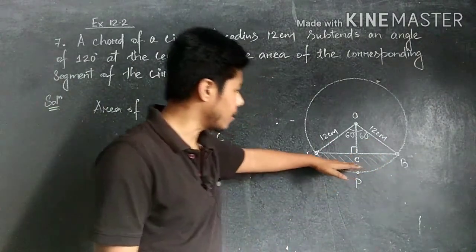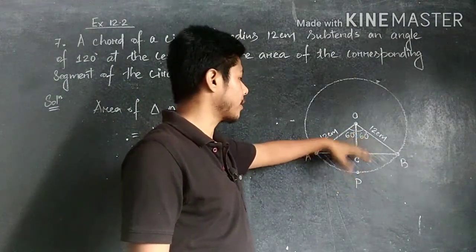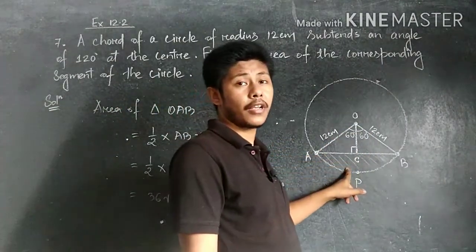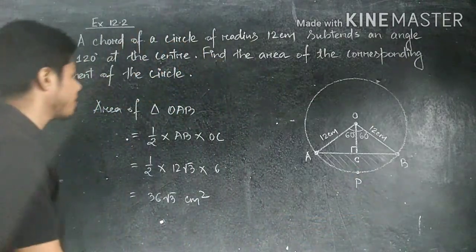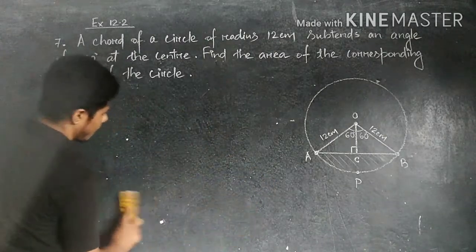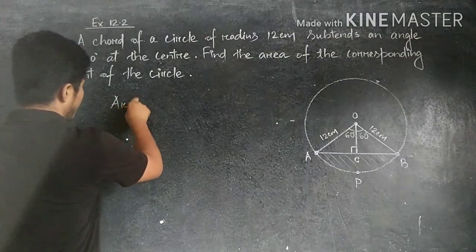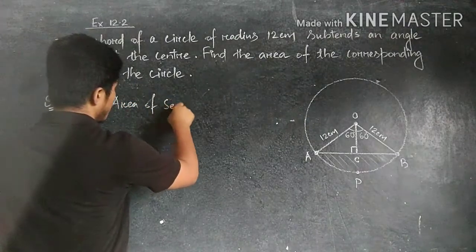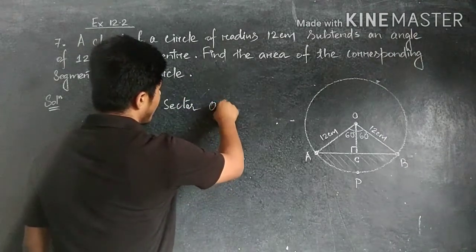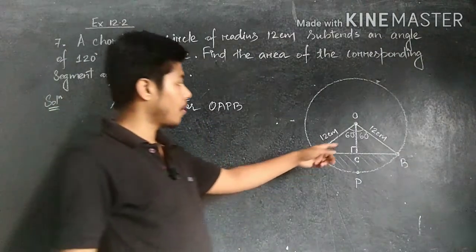Now we need the sector, because we have to find out the segment part. Sector minus area of this triangle, if you do, then easily we can find out this segment part, isn't it? So next we have to find out the sector. Is it clear? Okay, now let's see how we can find this sector. Area of sector OAPB equal to how much? What you have to write here?